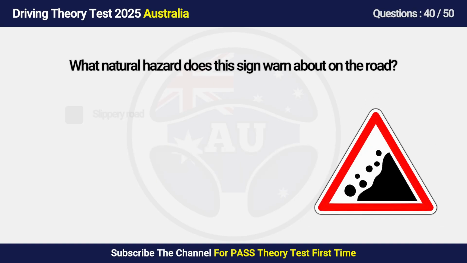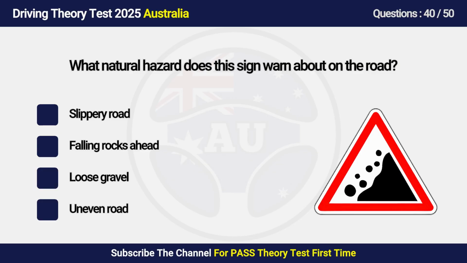Question 40. What natural hazard does this sign warn about on the road? A. Slippery road. B. Falling rocks ahead. C. Loose gravel. D. Uneven road.